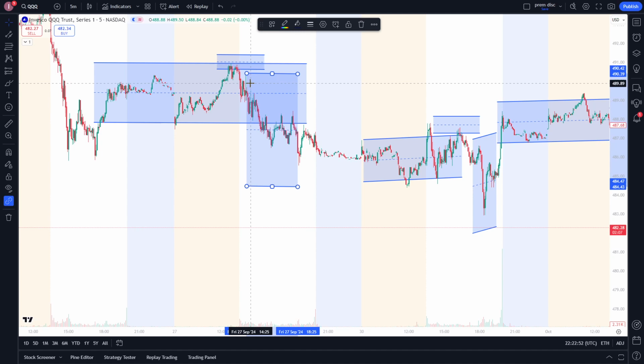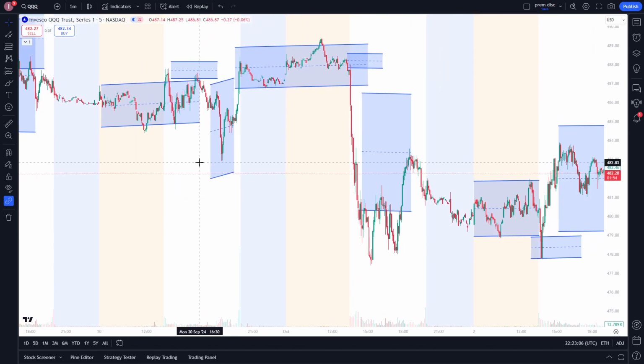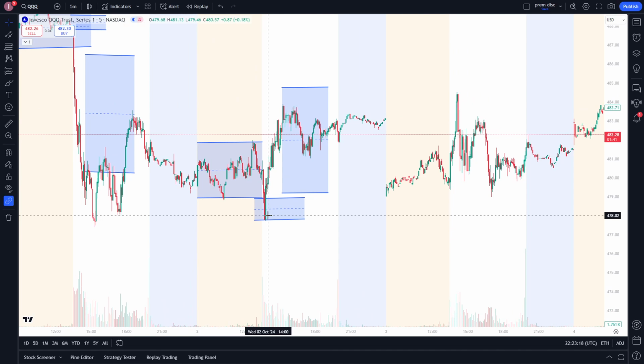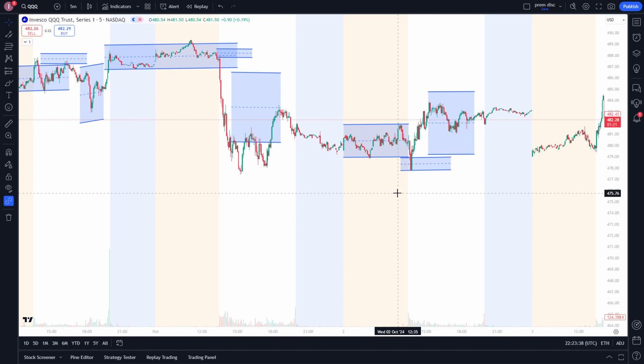Now to conclude, what is the power of three? Accumulation, manipulation, distribution. Let me say it a couple more times. Accumulation, manipulation, distribution. It's all this market is. And what other concept have I shown you that you can combine with this to further increase your probability of a good trade? Premium and discount.